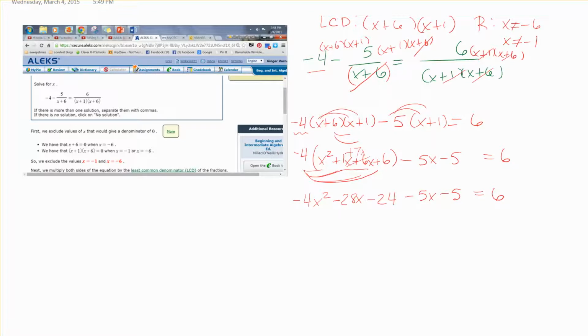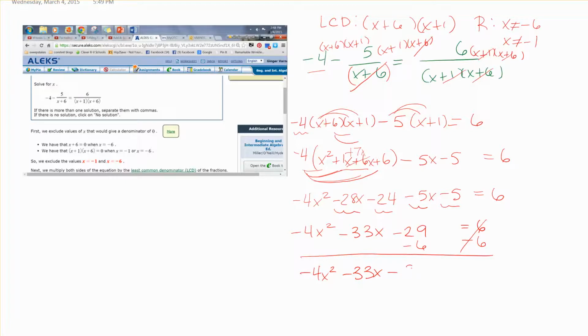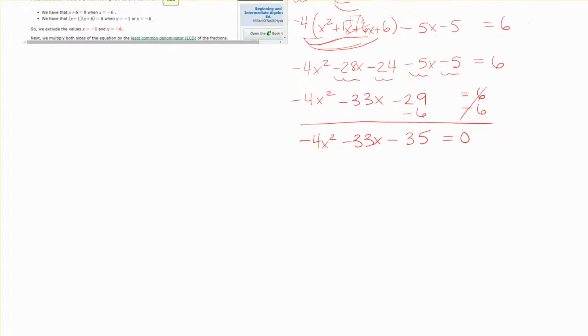Now let's add like terms. I have negative 4x squared minus 28x. Negative 28x and negative 5x together makes negative 33x. Then negative 24 take away 5 more is negative 29, and that equals the 6. Now that I've collected all of my like terms on the left-hand side of the equation, I need to set this equal to 0. So I'm going to subtract 6 from negative 29. I have negative 4x squared minus 33x, and negative 29 take away 6 is negative 35. Set that equal to 0.